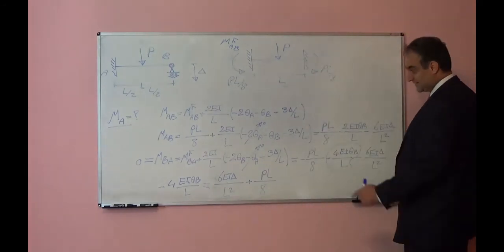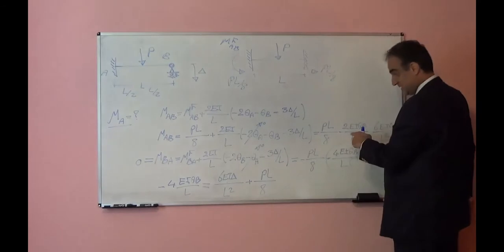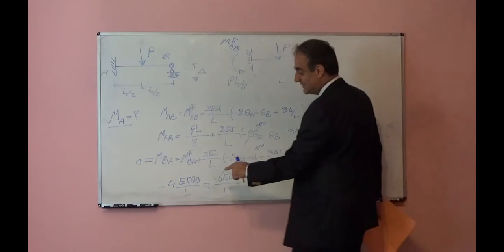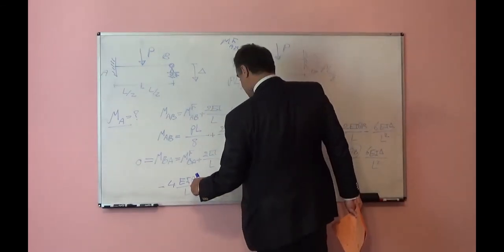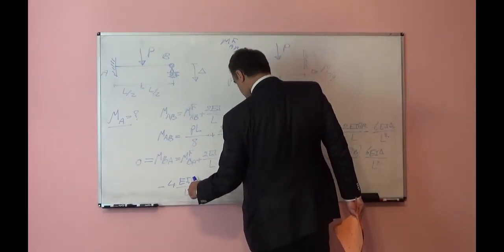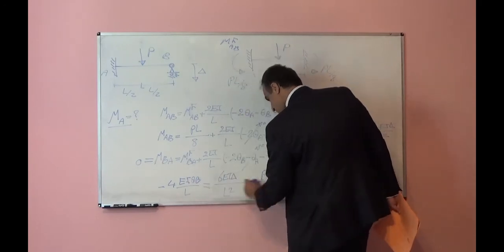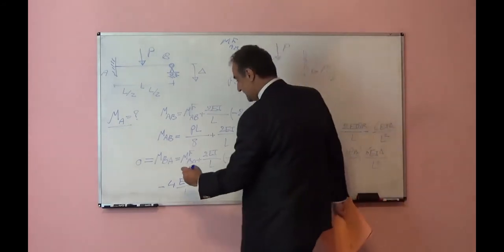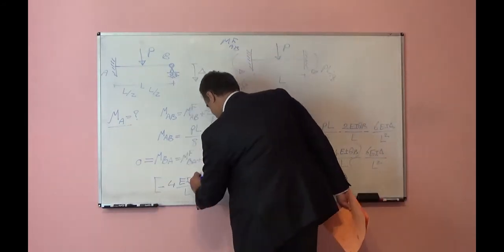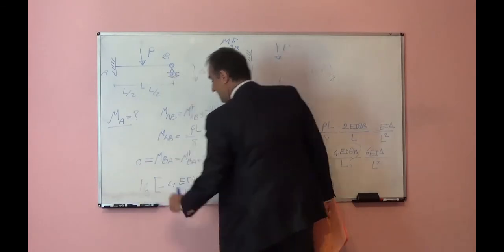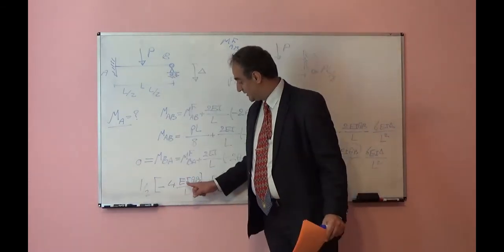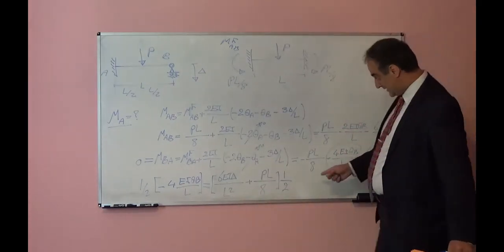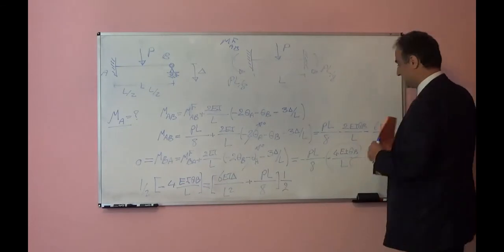If I plug that here, you see here we have negative 2EI theta B over L. Here negative 4. So if I want to convert this to the 2, I will multiply by half. So I should multiply this by half, both sides. In that case, this will be negative 2EI theta B over L. I can plug this term instead of this.